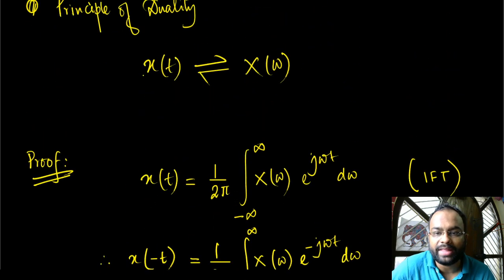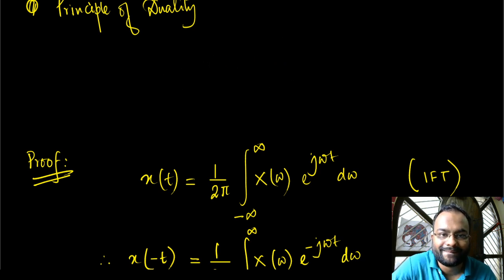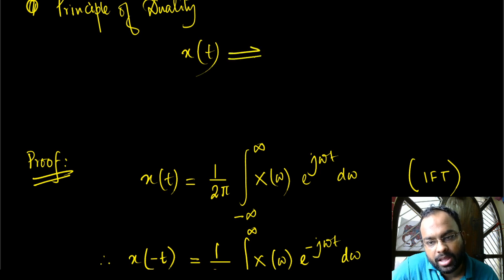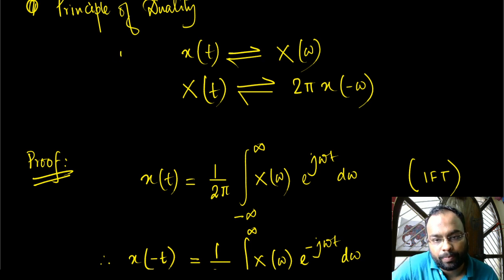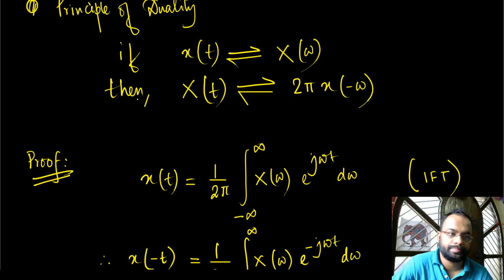So we have just proved something, and what have we proved? We have proved that if the Fourier transform of x of t is capital X of omega, then the Fourier transform of capital X of t would be 2 pi small x of minus omega. So the principle of duality tells us, if this is so, then this is.